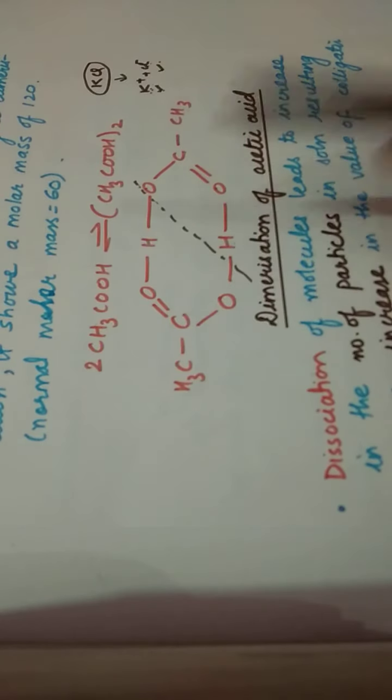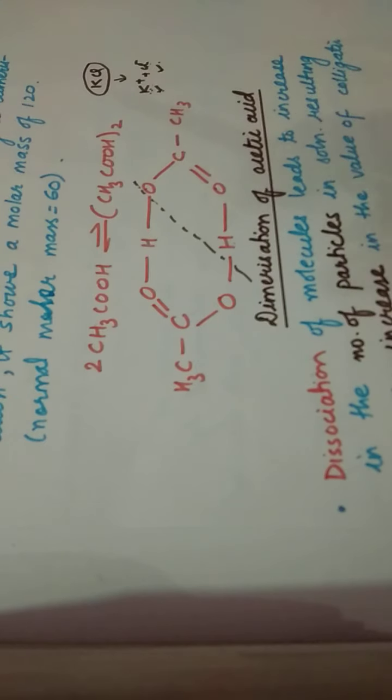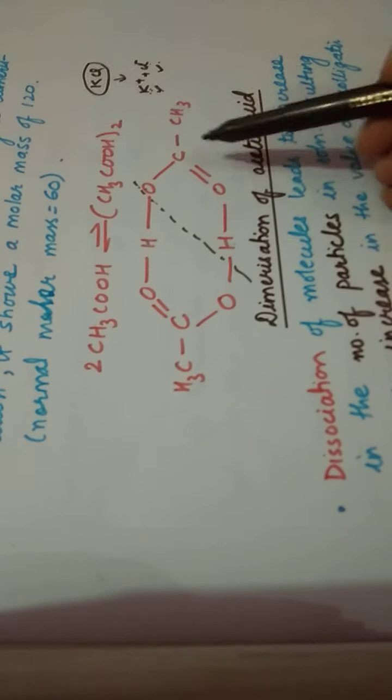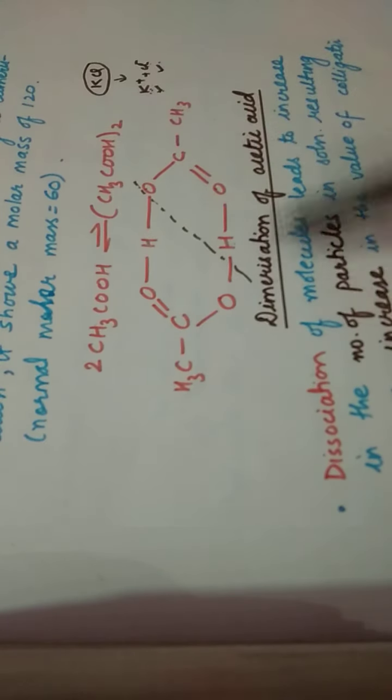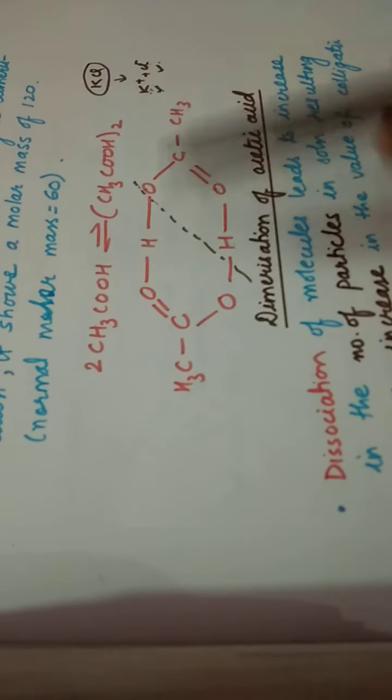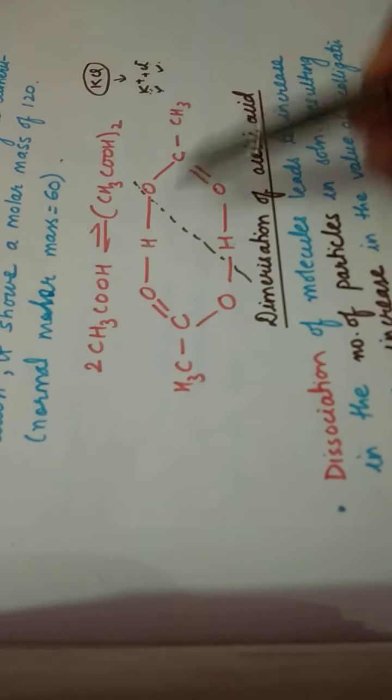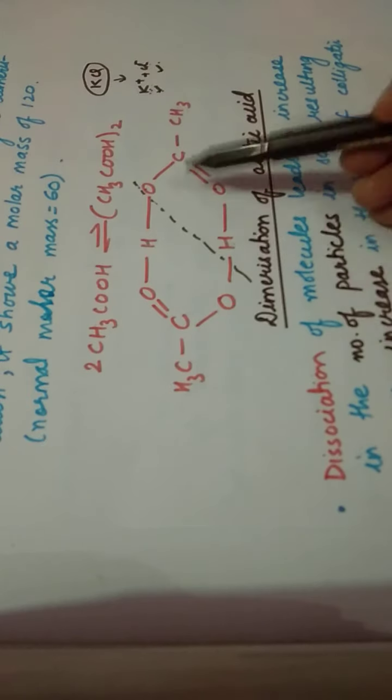In the same way, earlier they were separate, two different molecules, so the number of particles in the solution was two. But after dimerization and association, when they combined, the whole thing will be considered as one particle. So earlier it was two particles, 1 and 2, moving separately.